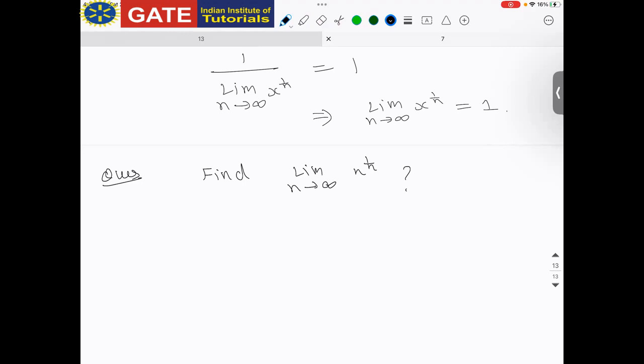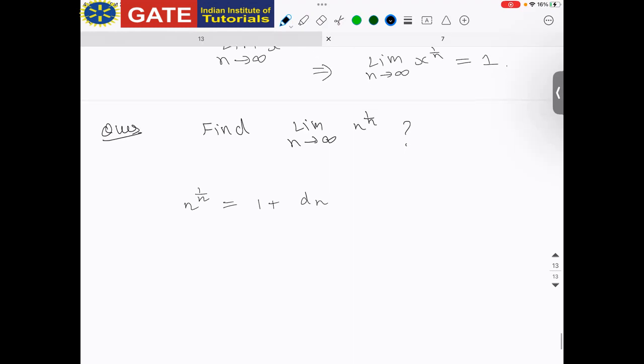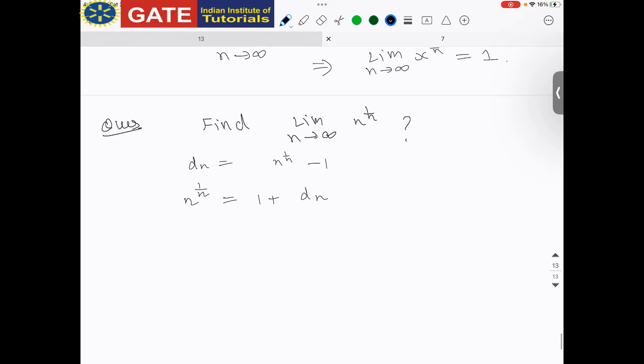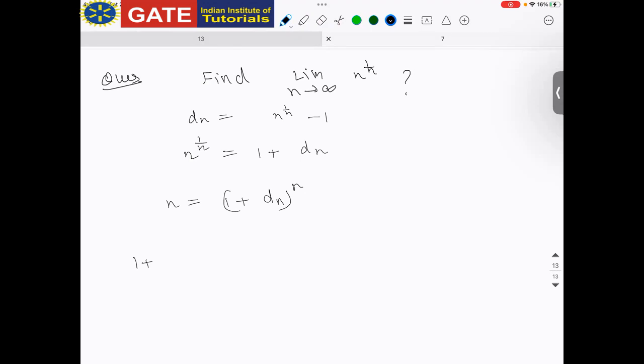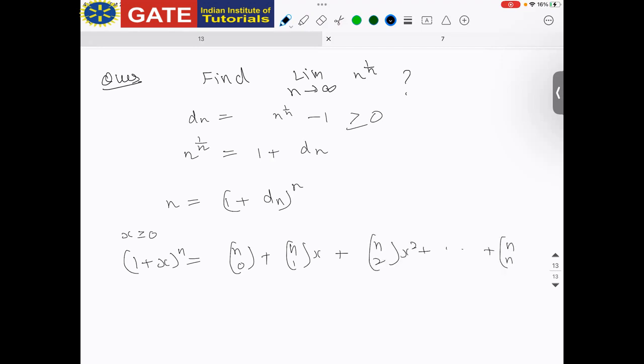So let's use the same trick again. Write n raised to the power 1 by n as 1 plus dn. Or you can write dn as n raised to the power 1 by n minus 1. Now n is equal to 1 plus dn raised to the power n. Now apply the binomial theorem. By the way, dn is greater than or equal to 0. When n is 1, this is 0, so greater than or equal to 0. It doesn't matter, it is still positive. So 1 plus x, when x is greater than or equal to 0, raised to the power n is equal to nC0 plus nC1 into x plus nC2 into x square plus up to nCn x raised to the power n.